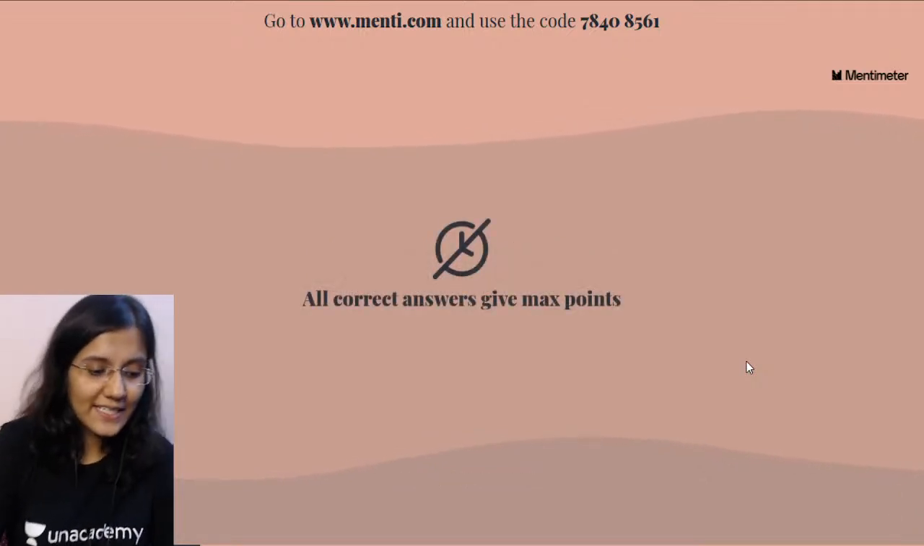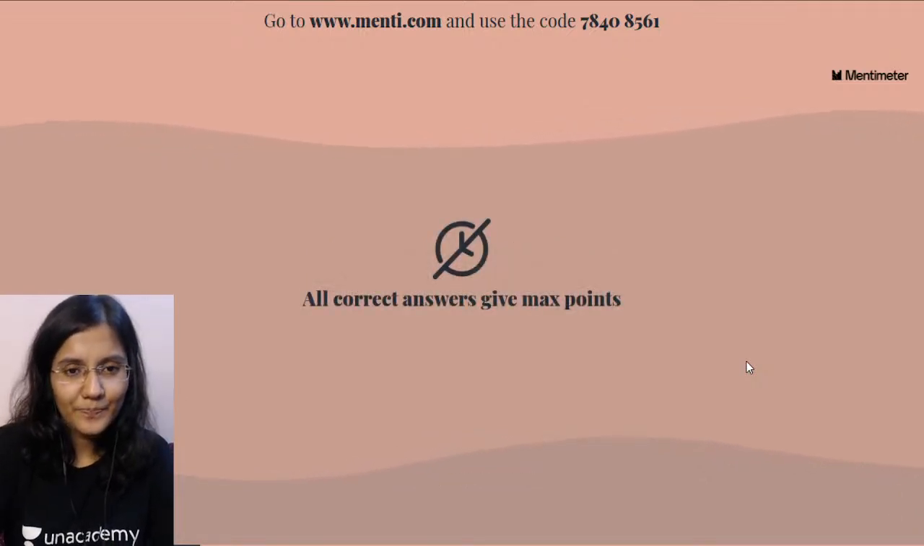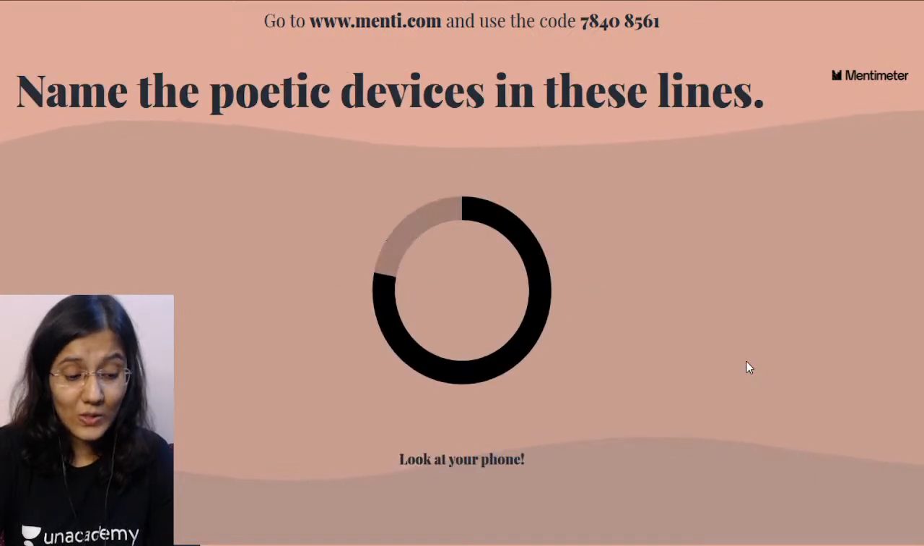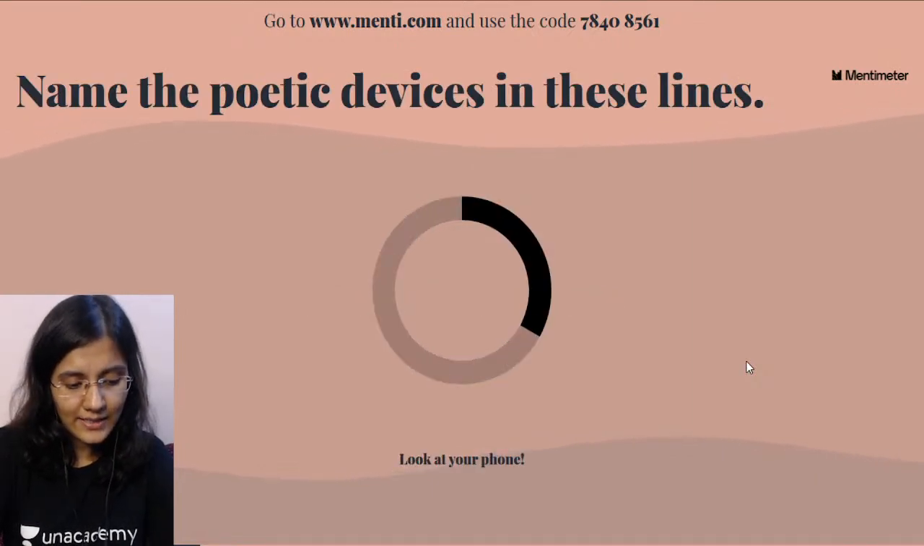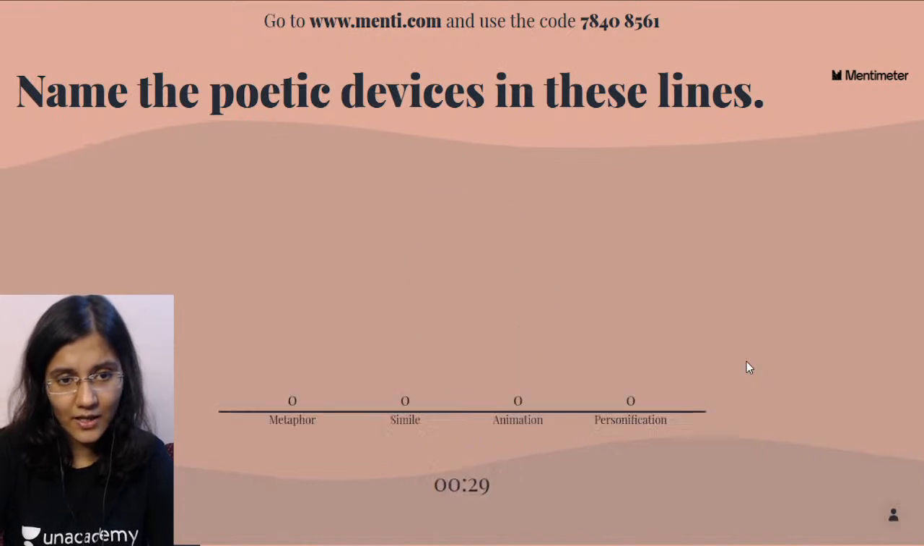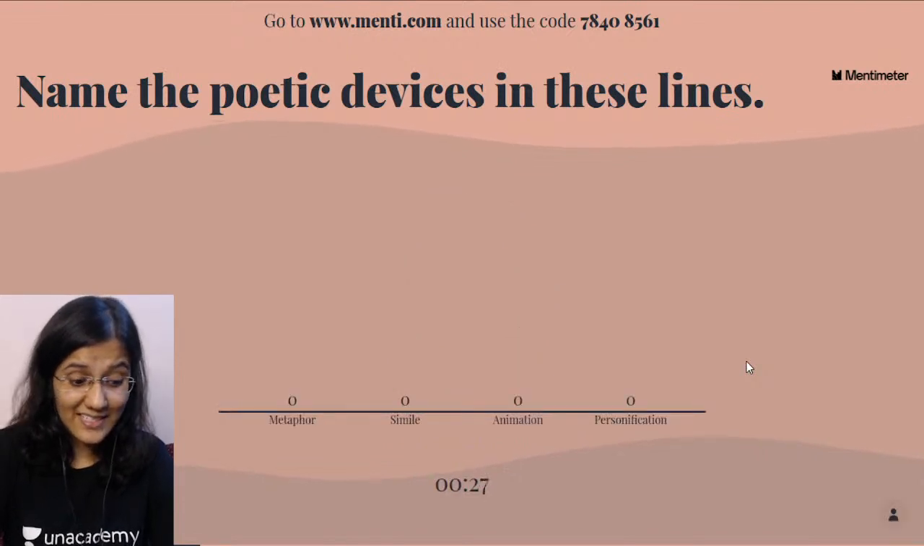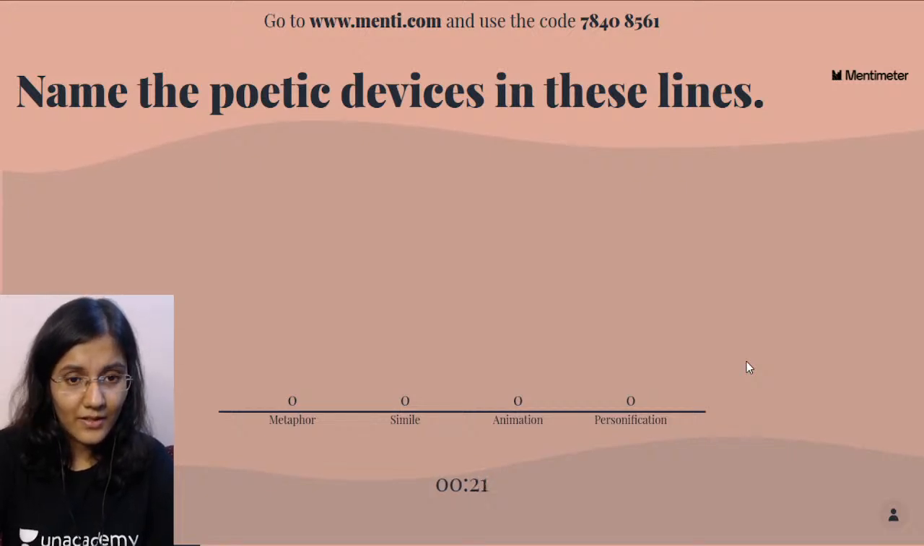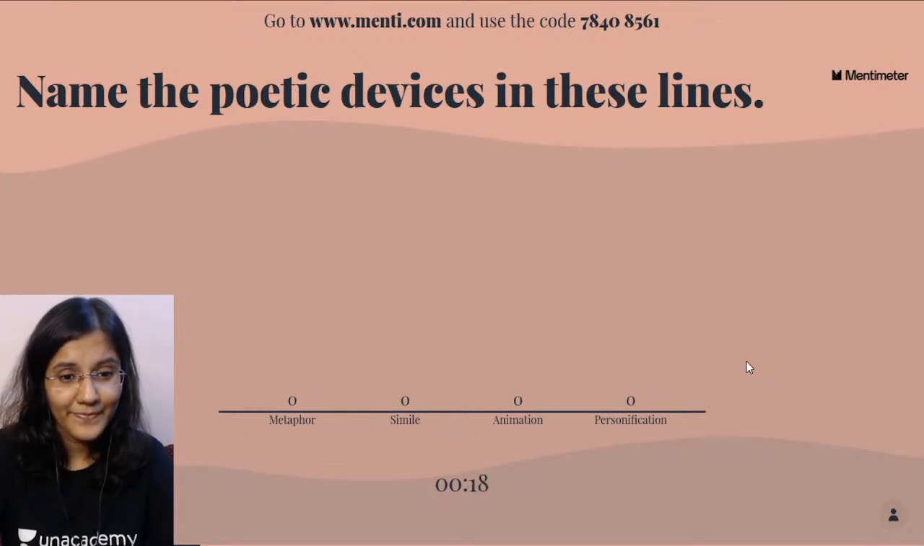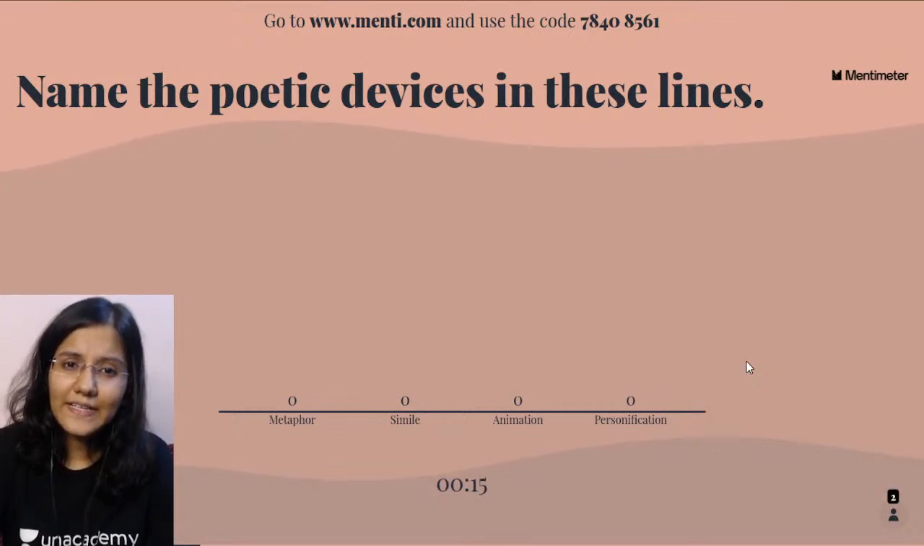We're on question number 6. And this is also linked. Hi, Khagendra. Yes, I can wait. This question has started already, but you can join us for the next one. The code is 7840-8561. So, name the poetic devices in these lines.